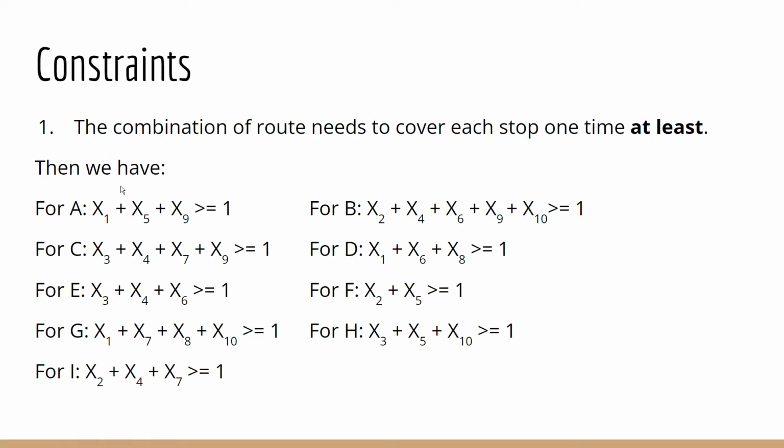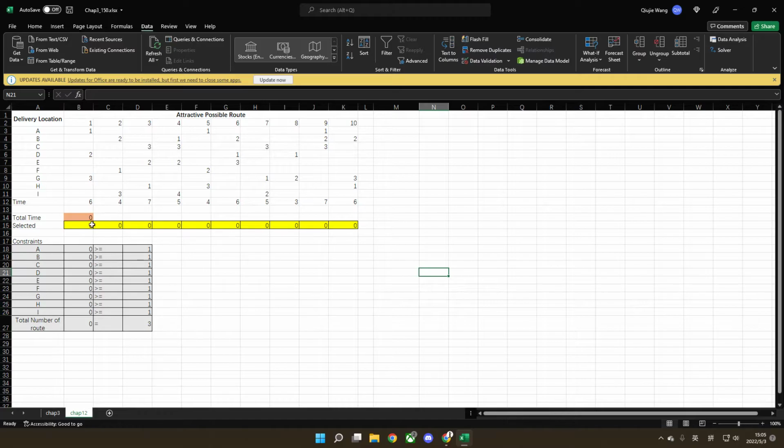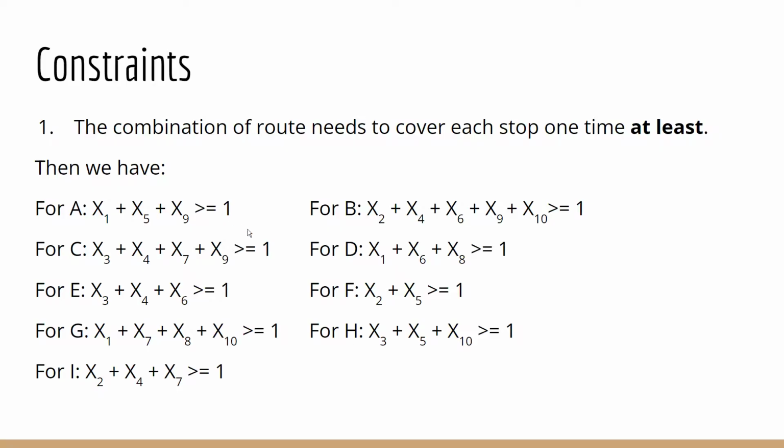There are two constraints in this problem. The first one is that the combination of routes needs to cover each stop at least one time. If we go to Excel here, it will be more clear. If we pick route number one and route number two, we will not satisfy this constraint because it doesn't include location C. For 9 different parcels or 9 different locations, we have 9 different equations here.